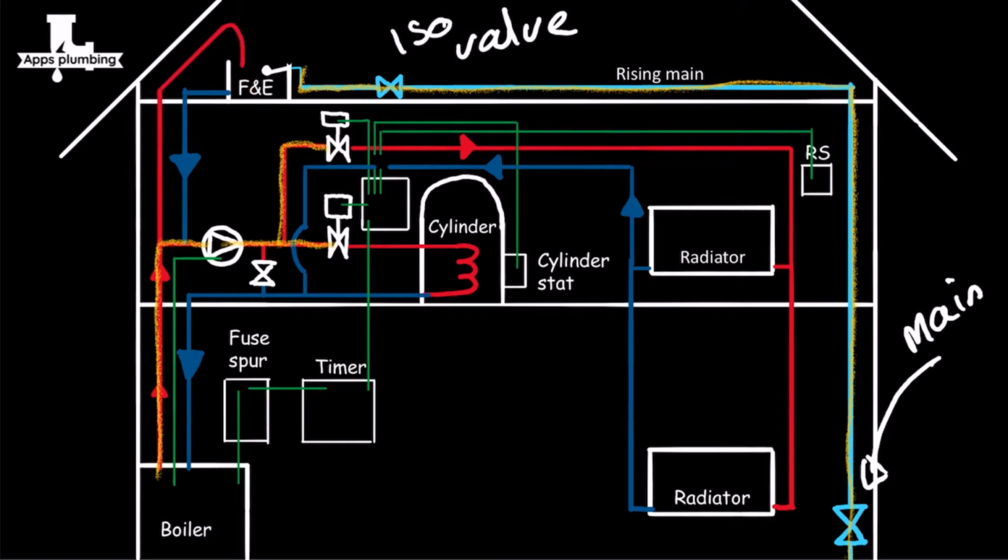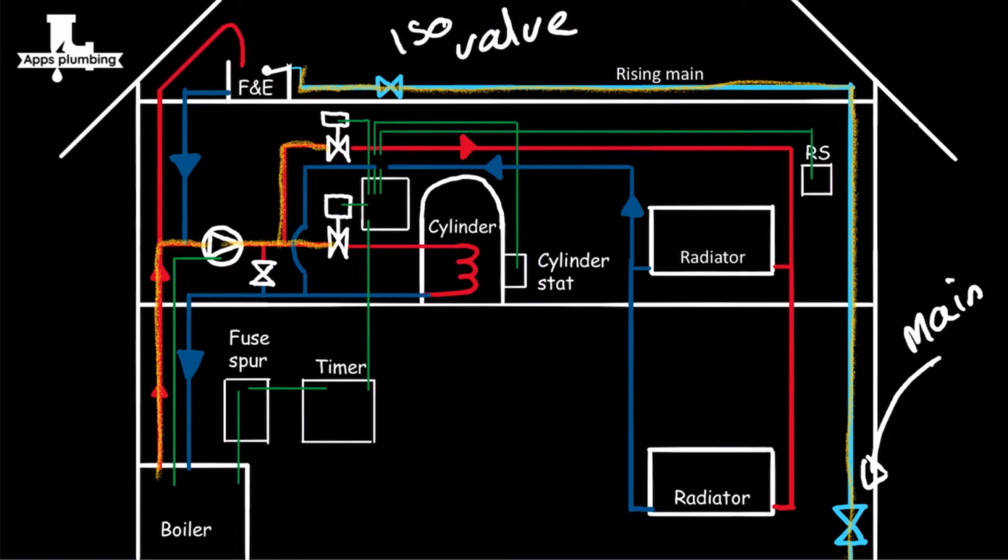Also, if this boiler overheats, it will then send the steam or the water up here. So it's a safety device as well. We're not allowed any valves or anything on that. It needs to be just a piece of pipe that goes up and over into our F&E tank.